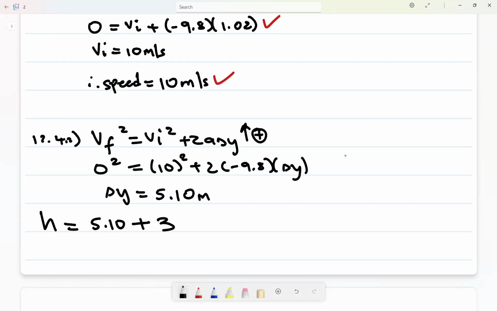The distance, that one, it is how much? It is 3. Therefore, the answer is 8.10, or just 8.1 meters. Okay? Yes, this is your answer. First mark, substitution here, adding, final mark. If you do not add, you lose 2 marks, because you won't even reach that step.